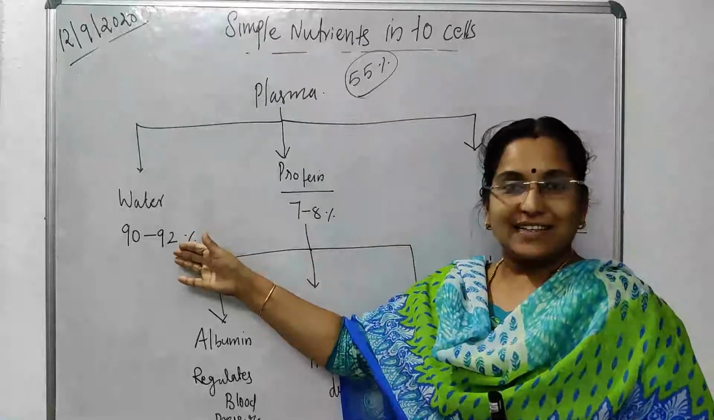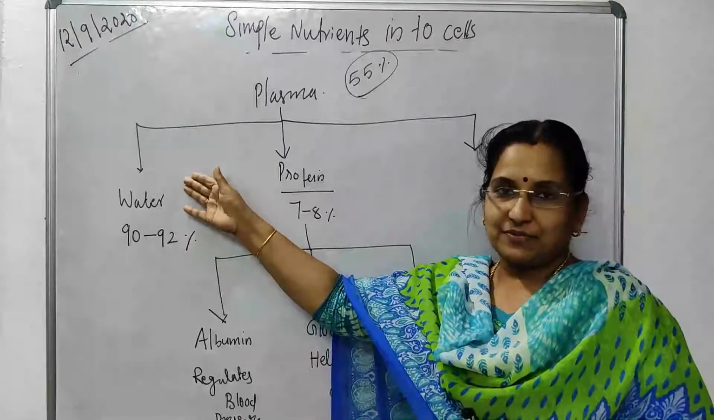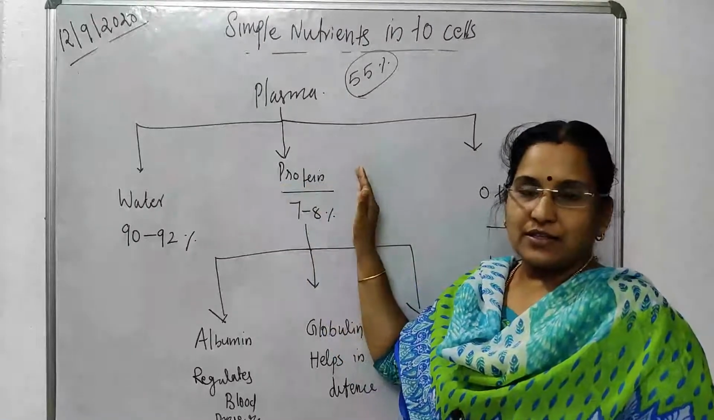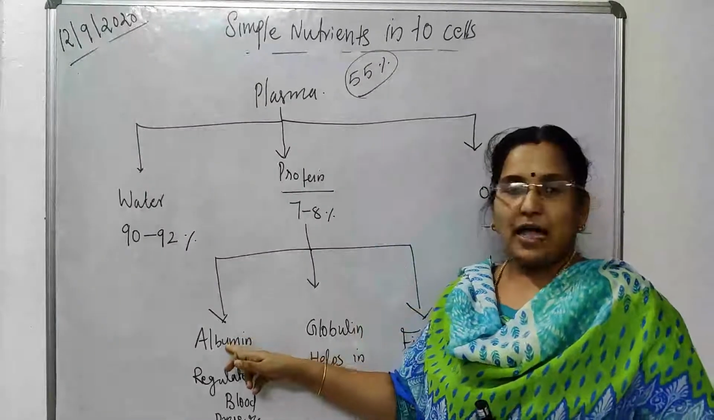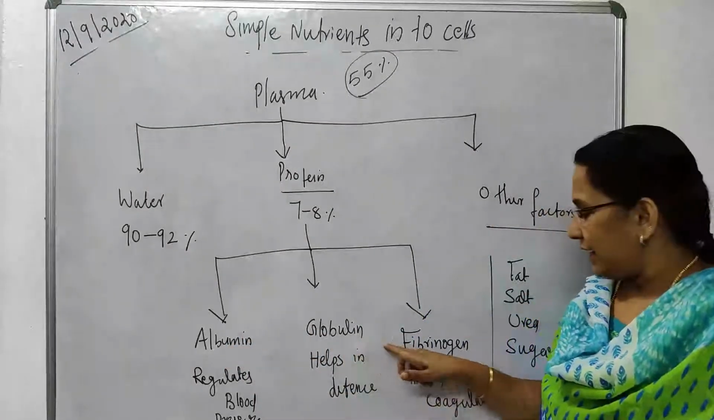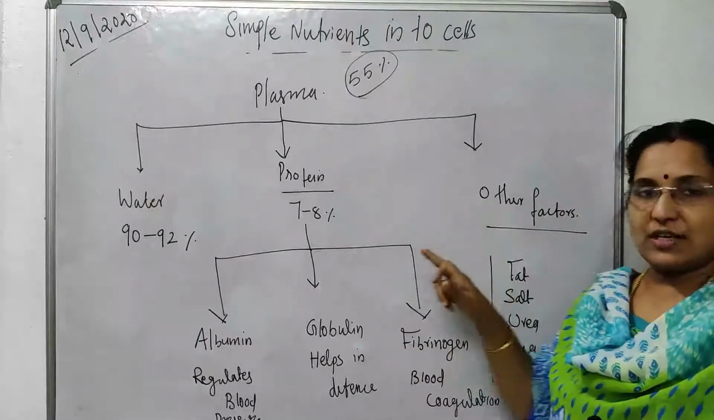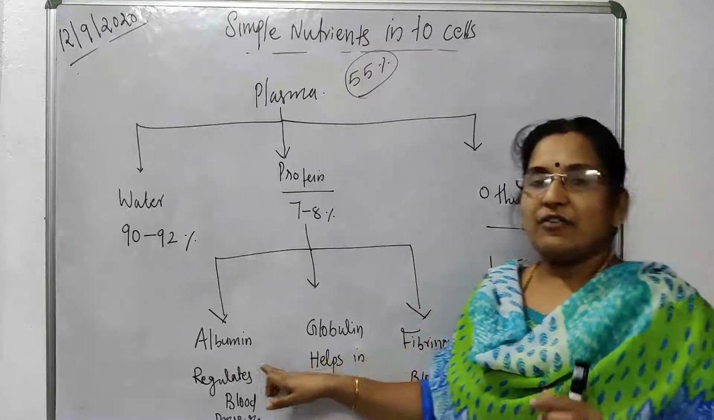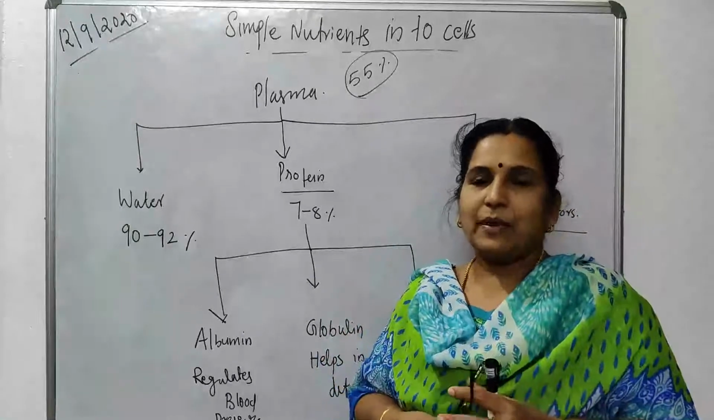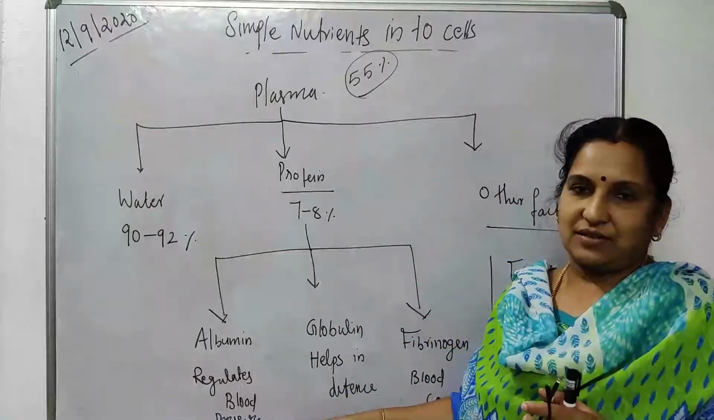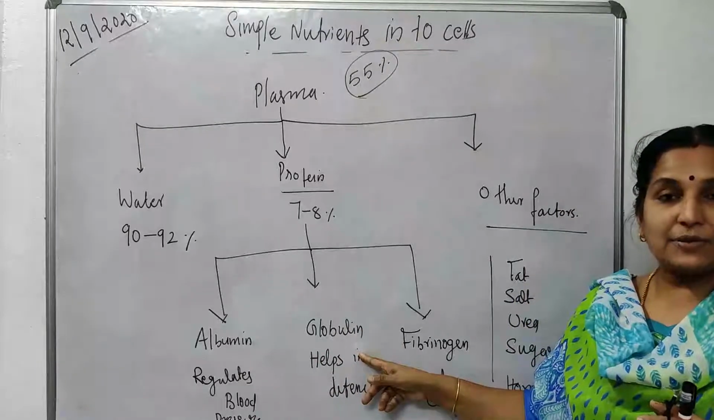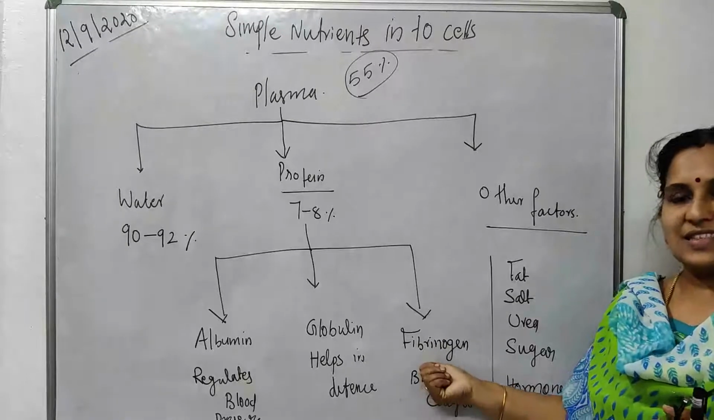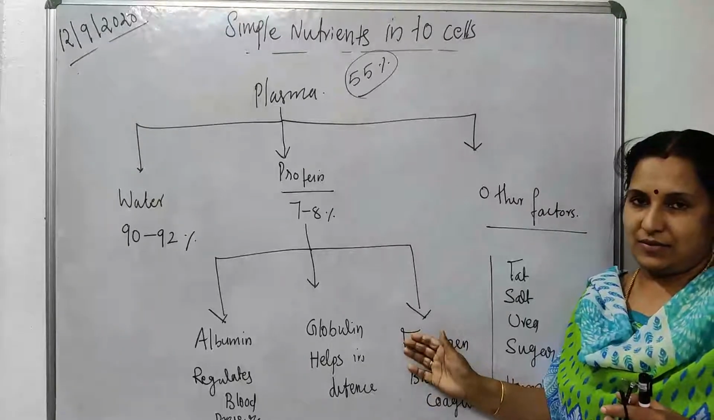See, 90 to 92 percent is water. Then 7 to 8 percent is protein. The proteins are of three types: albumin, globulin and fibrinogen. What is the function of albumin? Albumin helps to regulate blood pressure. Globulin helps in the defense mechanism. Fibrinogen is necessary for blood coagulation.